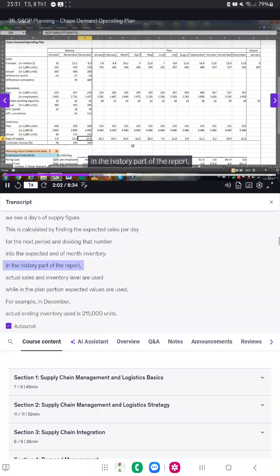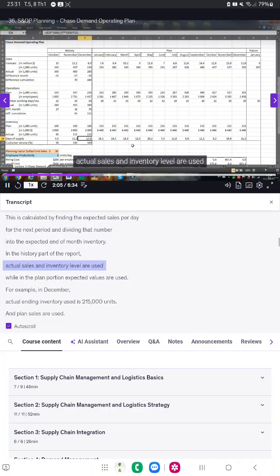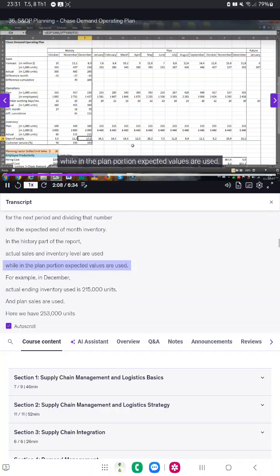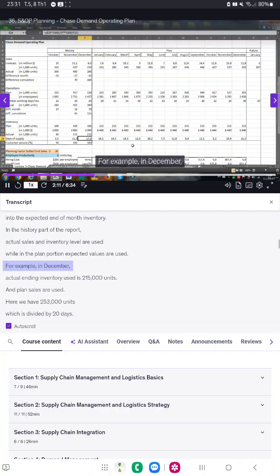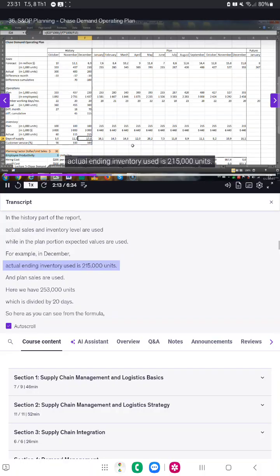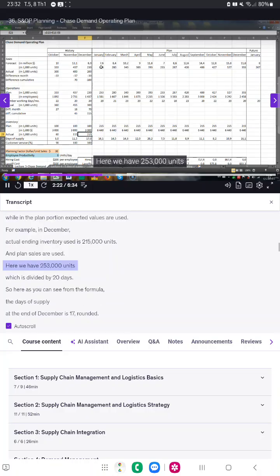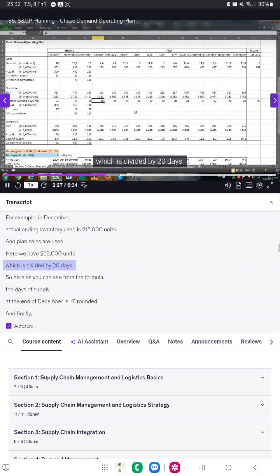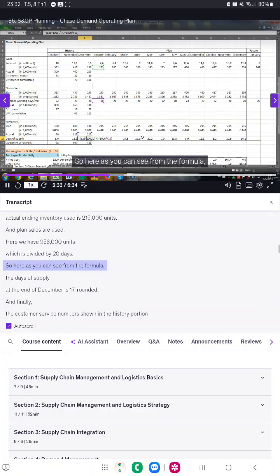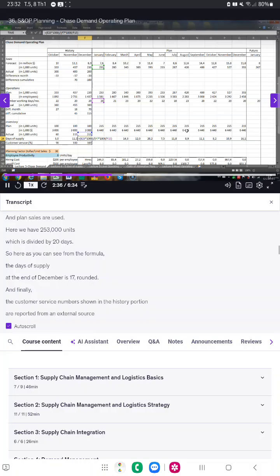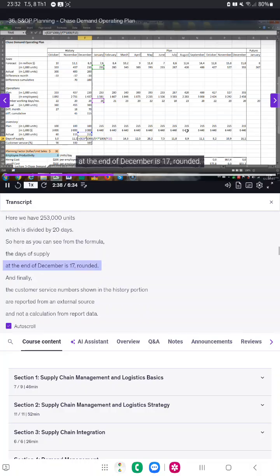In the history part of the report, actual sales and inventory level are used, while in the planned portion, expected values are used. For example, in December, actual ending inventory used is 215,000 units. And planned sales are used. Here we have 253,000 units, which is divided by 20 days. So here, as you can see from the formula, the days of supply at the end of December is 70, rounded.